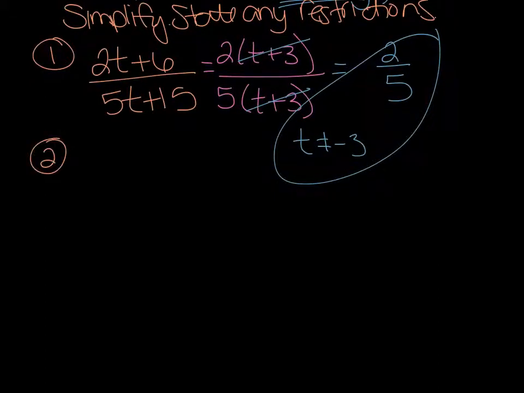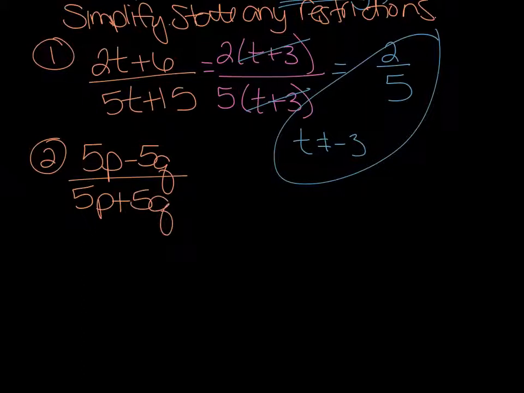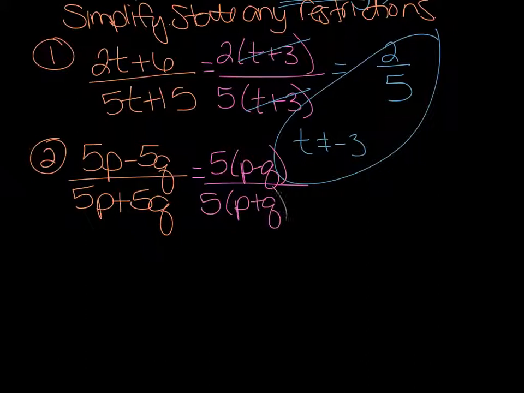Number 2 says 5p minus 5q over 5p plus 5q. Okay, first thing, we are supposed to factor. Can you factor the numerator or denominator? Yeah, and factor both of them. How would you factor the numerator? Factor out a 5, and I'm left with p minus q. What about the denominator? Same way, factor out a 5, but this time we're left with p plus q.